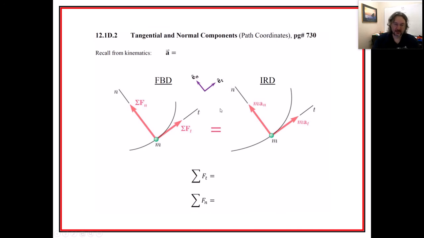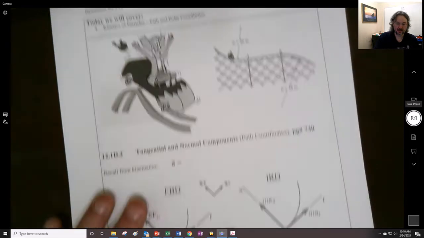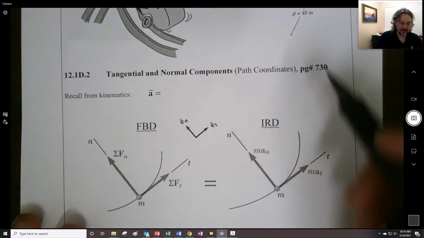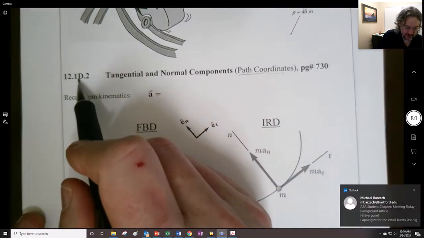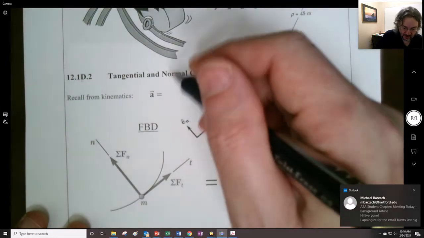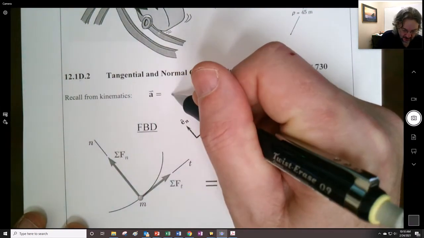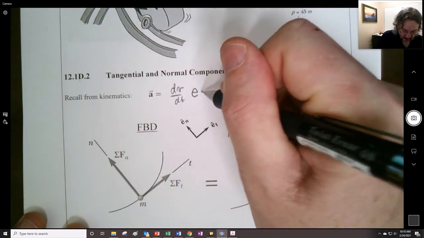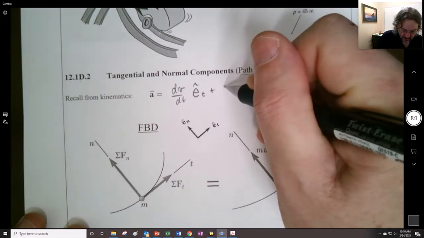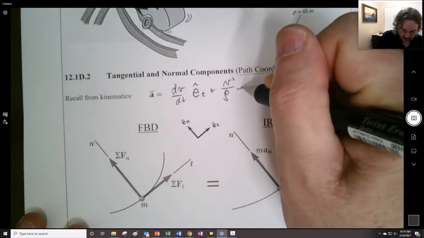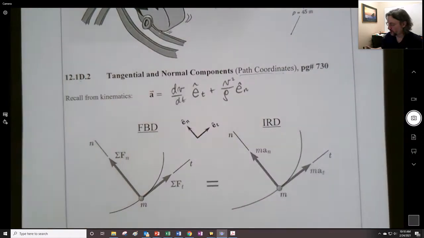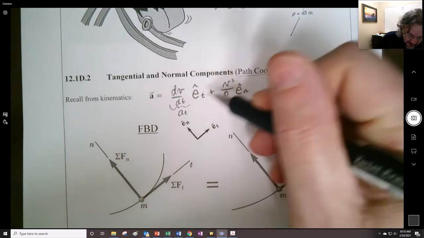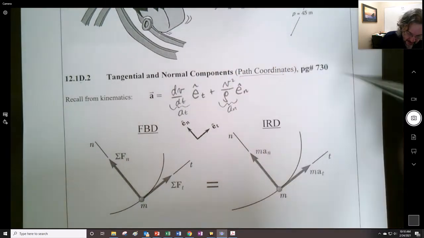Okay, so let me switch over to my document camera right here, and we will recall from kinematics when it comes to path coordinates right here. This is section, it's called D2. That we can break down the acceleration into the dv dt component in the tangential direction, and then the v squared over rho in the normal direction, right? So remember that we could think of this as at and think of this as an, right, in those components.